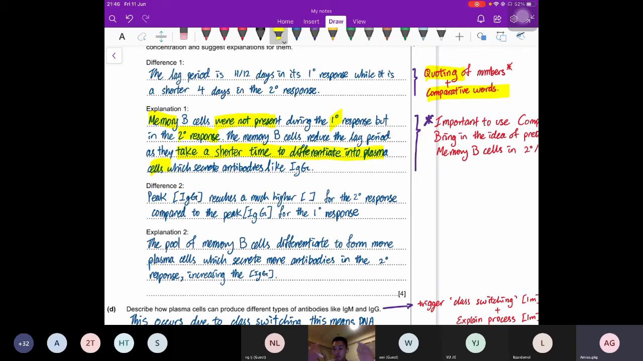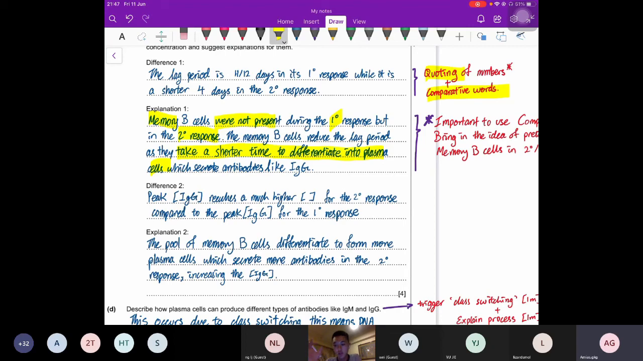Don't have to know how it gets reactivated. Just know that it can get reactivated to differentiate into your effector cells, which include your plasma cells, your helper T cells, and your cytotoxic T cells. Okay, don't have to know how because that's out of the syllabus. If you want to know, you can go and Google it. But it is out of your syllabus.